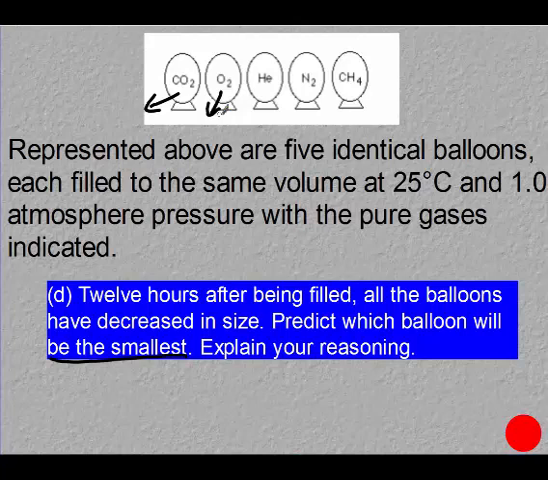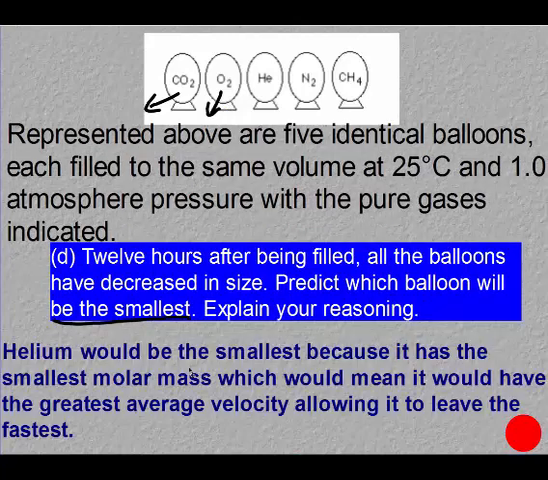And previously, when we looked at the molar masses, we saw that helium had the smallest molar mass, and therefore it should have the greatest velocity. So helium would be the smallest because it has the smallest molar mass, which would mean it would have the greatest average velocity, allowing it to leave the fastest. CO2, having the biggest molar mass, would stay in the balloon the longest.